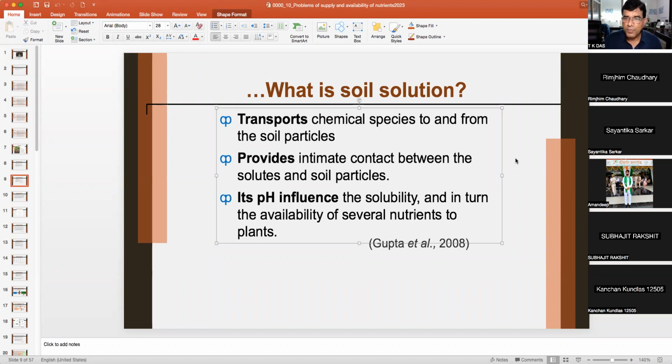So, I've unmuted Amandeep. Now, it provides intimate contact between the solutes and soil particles. The things which are dissolved are your solutes. Its pH influences the solubility and in turn the availability of several nutrients to plants. So pH of the soil solution is very, very important. It can affect the solubility and hence availability of the nutrients.